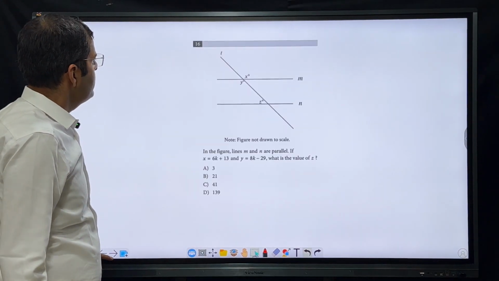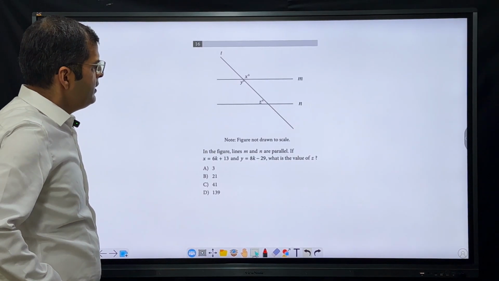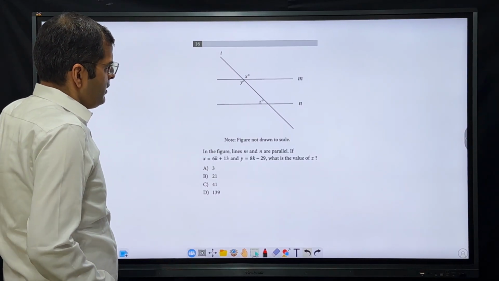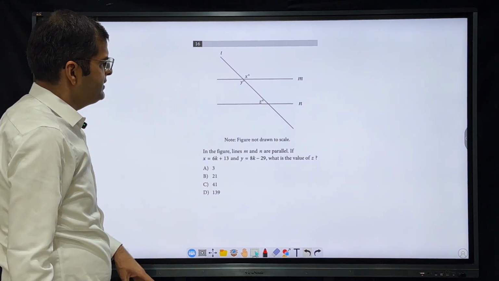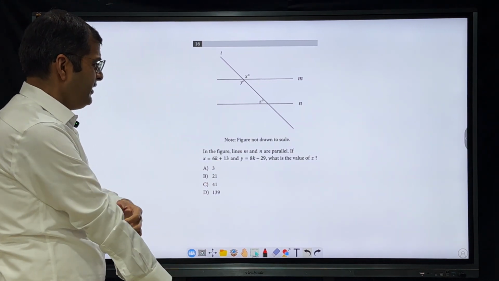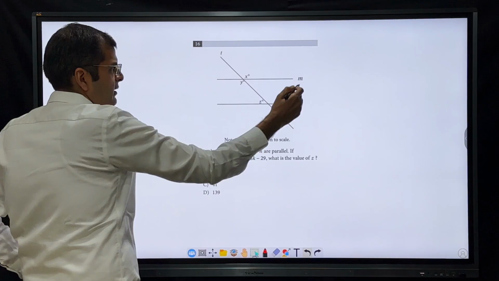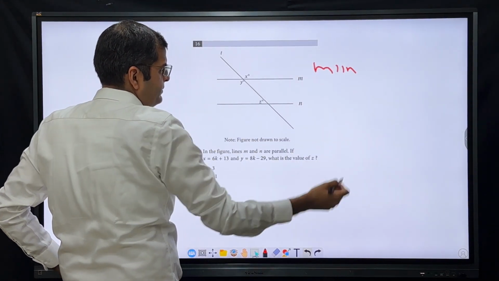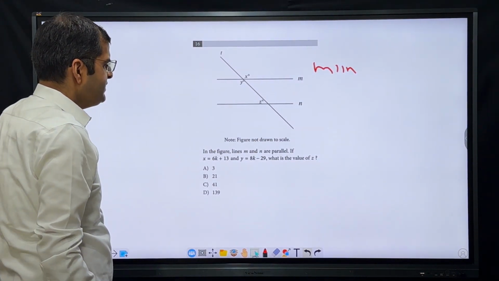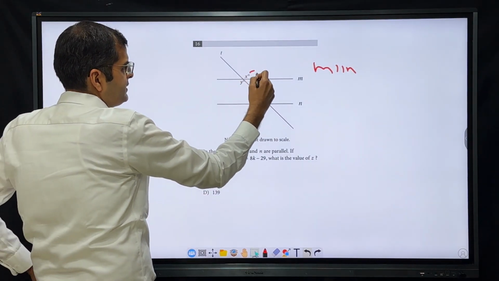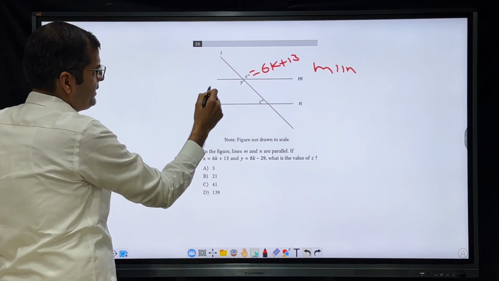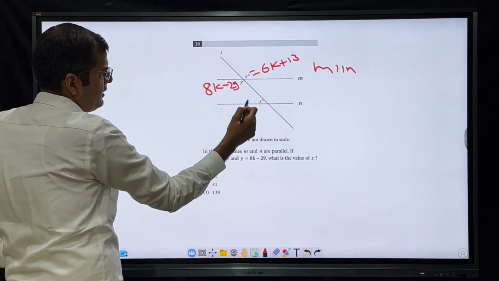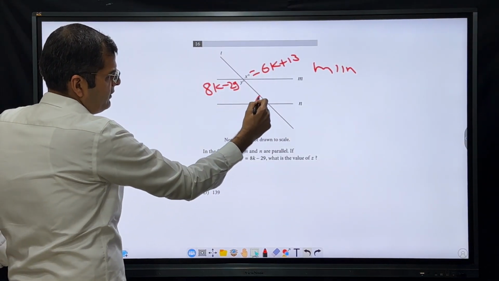Now, next question says, we have this figure. This is line M N, this is X degree, Y degree, and this is Z degree. This T is the transversal. In the figure, lines M and N are parallel. So M is parallel to N. If X is equal to 6K plus 13, and Y is equal to 8K minus 29, we have to find the value of Z, means we have to find this.